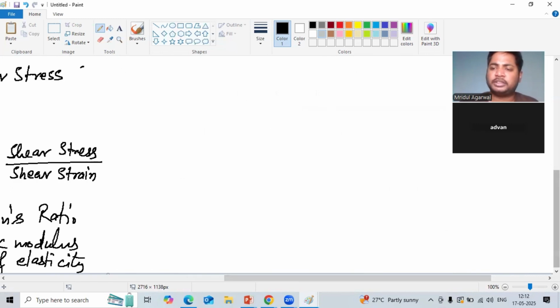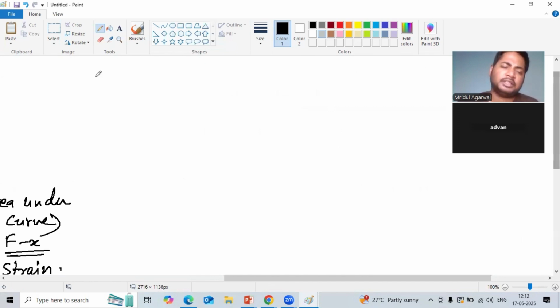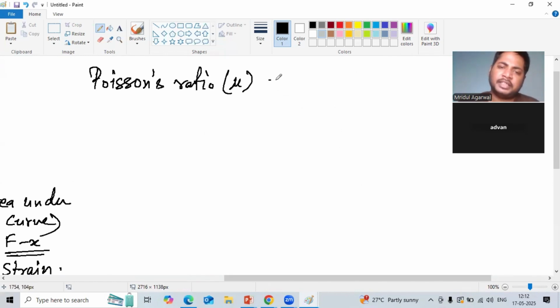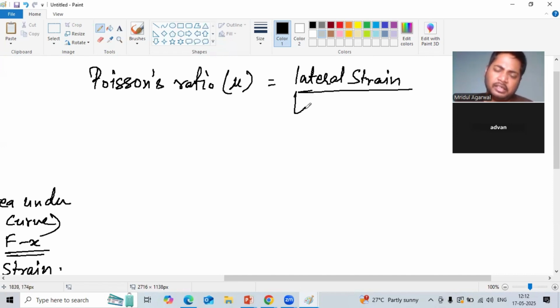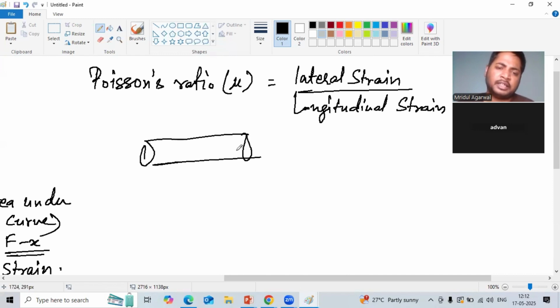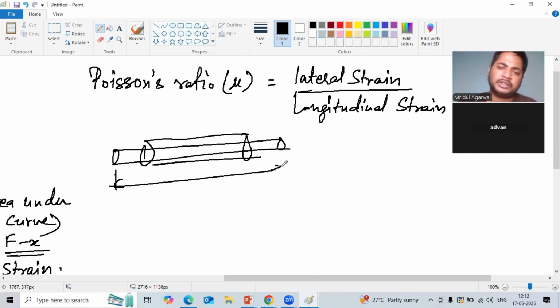And one more term is there, that is mu, Poisson's ratio. So this Poisson's ratio is given as what? Poisson's ratio is given as mu, and this is basically equal to lateral strain divided by the longitudinal strain. Okay, lateral strain divided by the longitudinal strain. So what is lateral strain? Suppose there is a body like this. As it elongates, this will be your final length. So there will be some change in the length, correct?